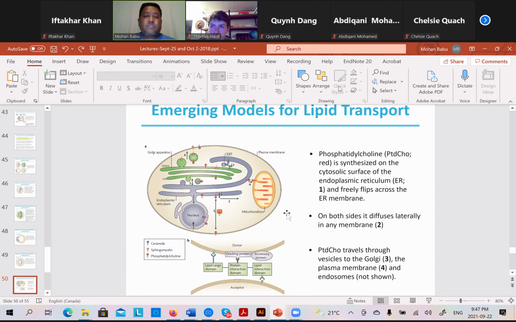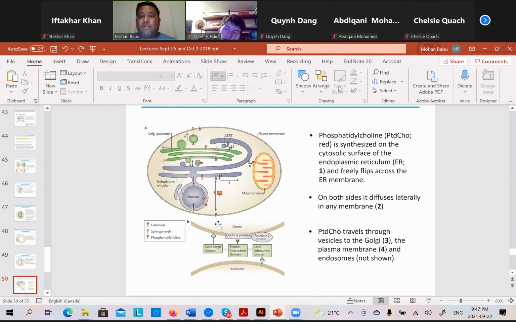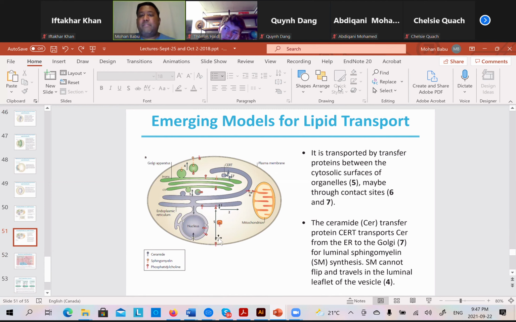All right, so what's the next step? Once it goes to endosomes, it gets transferred by transfer proteins between the cytosolic surfaces of the organelles. So that's step number 5. Where's step number 5? Here's a 5. That transfer is happening between the cytosolic surfaces of the organelles, and maybe sometimes through contact sites. For example, this is an ER, and you have the mitochondria through contact sites here. Those are happening here.